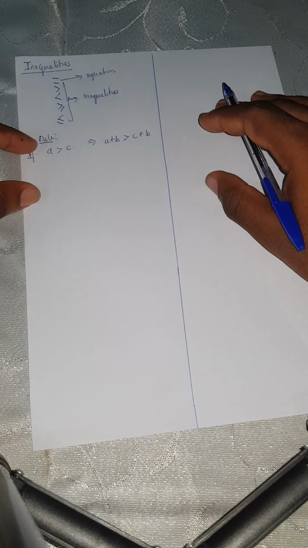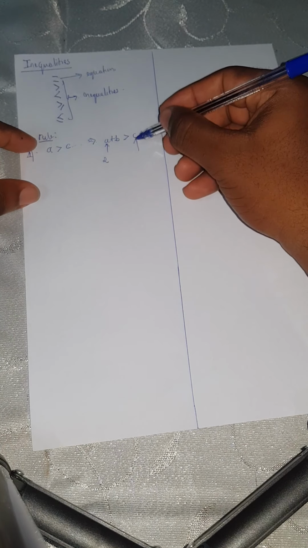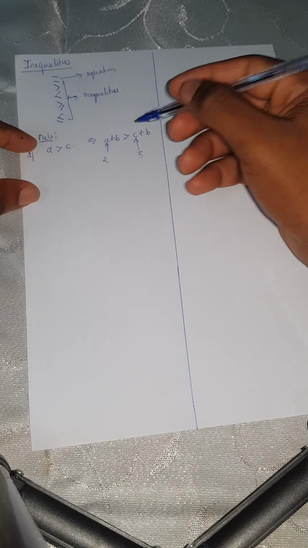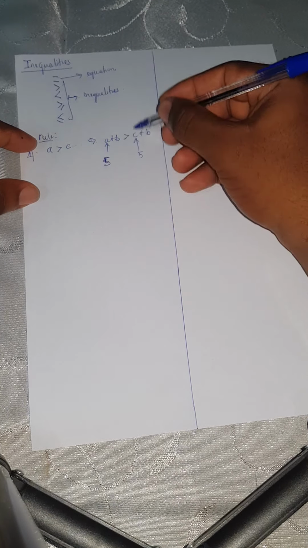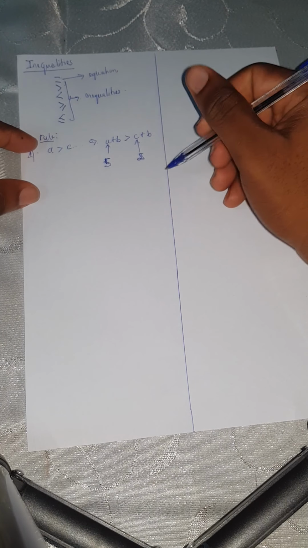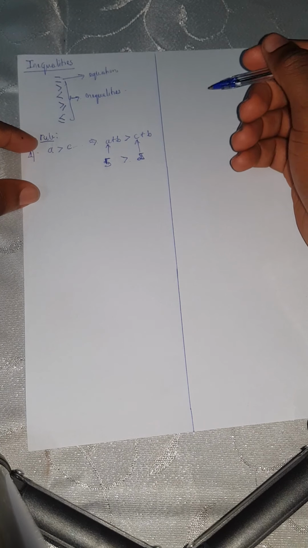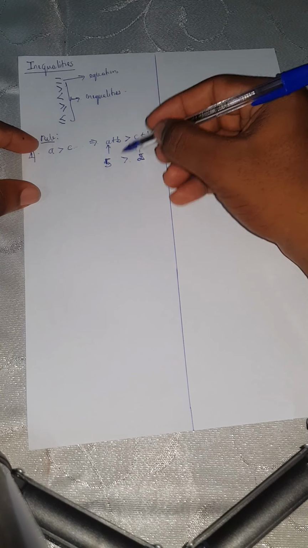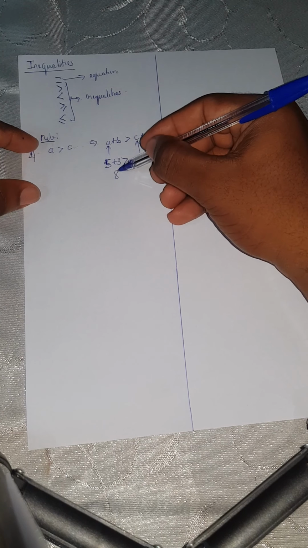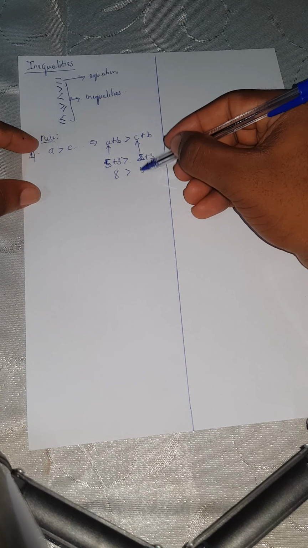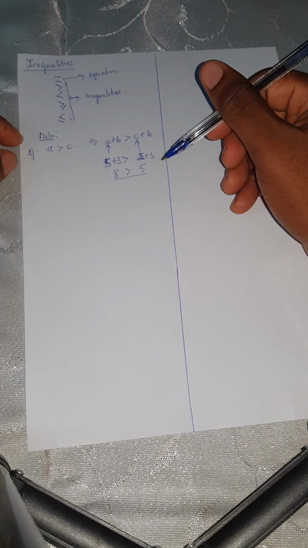The example here is, if I take A to be 2, I take C to be 5. No, let's take another example. I take A to be 5 and C to be 2. We realize that 5 is greater than 2. Now, if I add the same value 3 here and 3 here, I still see 8 is greater than 5, so this rule is true.